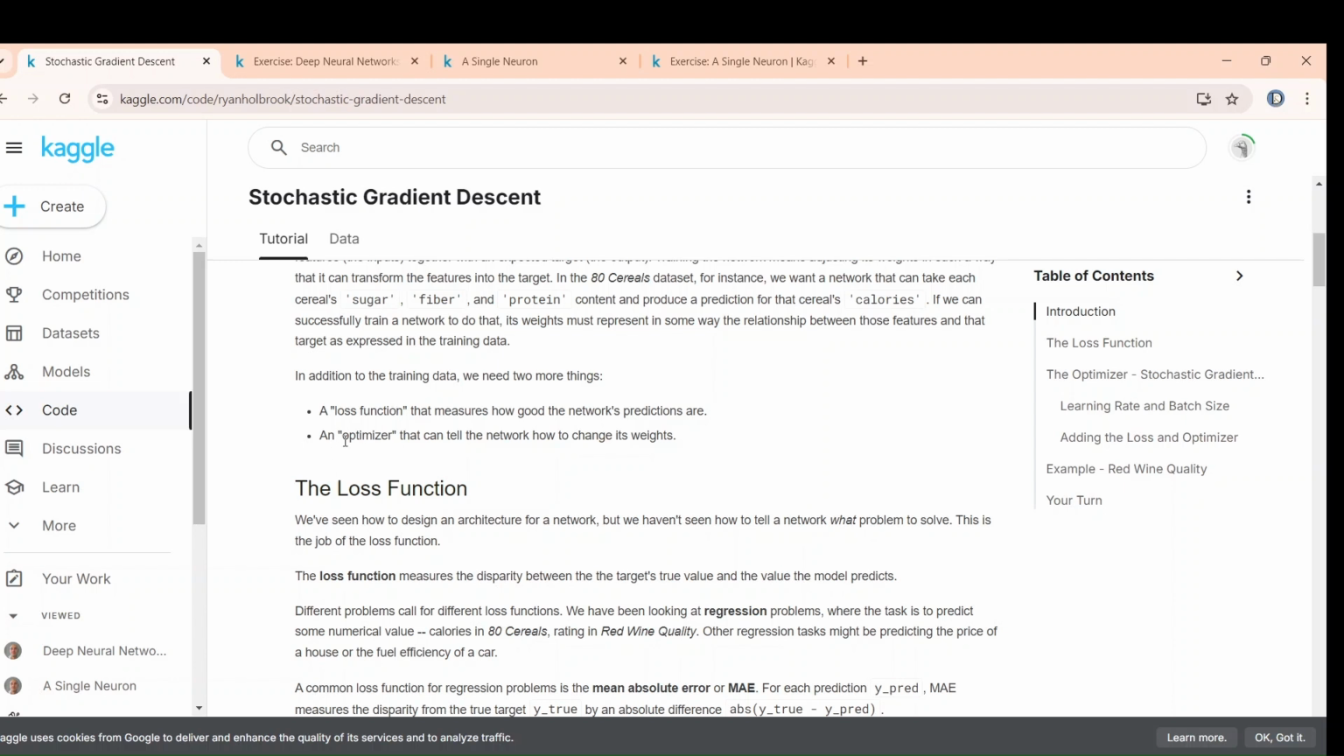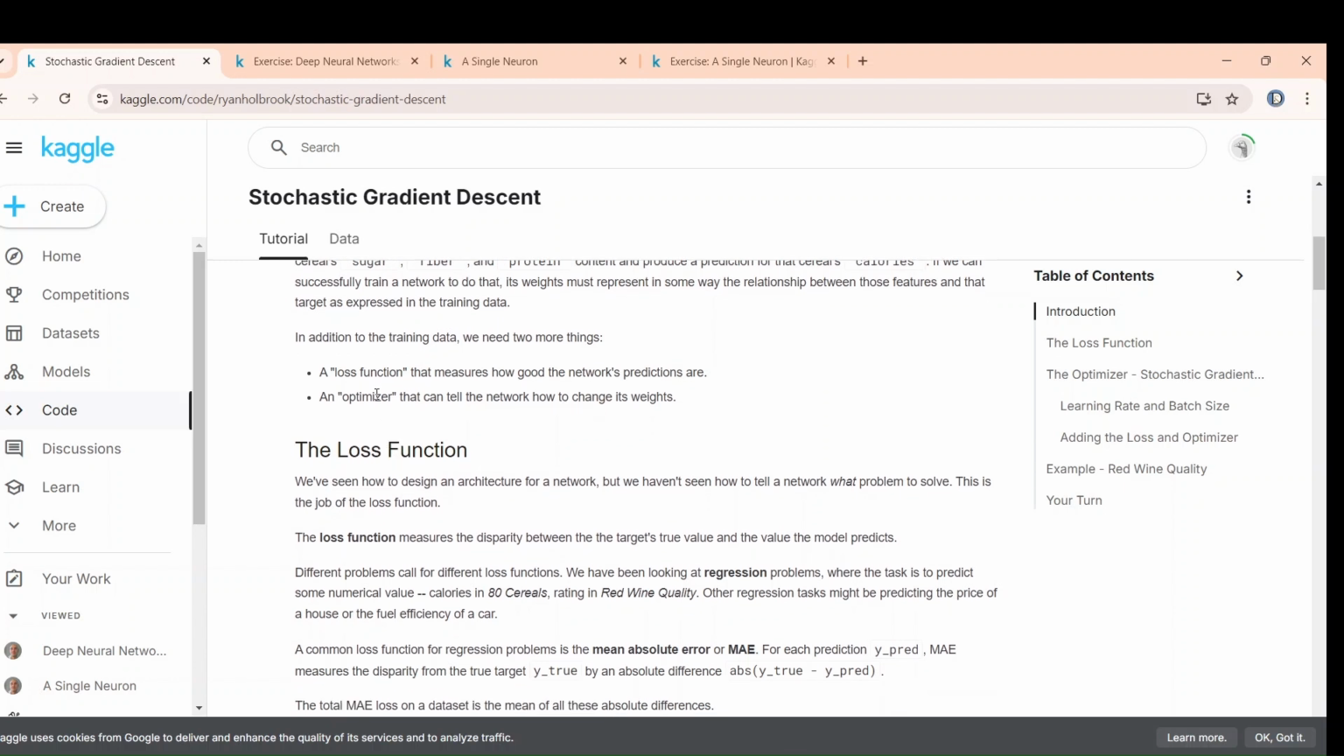And optimizer means how to change its weights. Sugar has its own weight, fiber has, protein has. So you can change its weight so that you can predict almost correctly. Improving or changing these weights is called an optimizer. Fine. So we need a loss function, we need an optimizer.